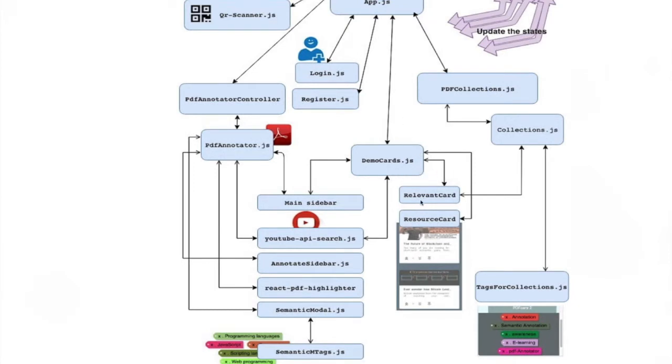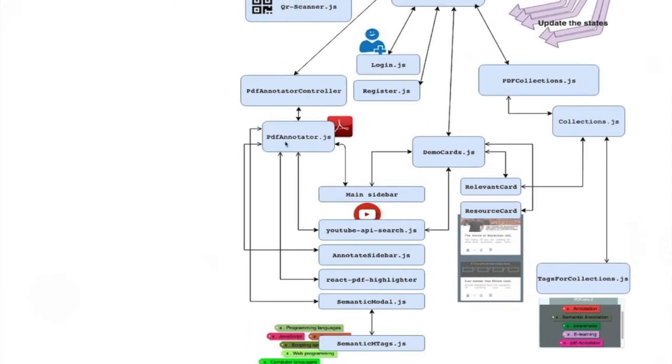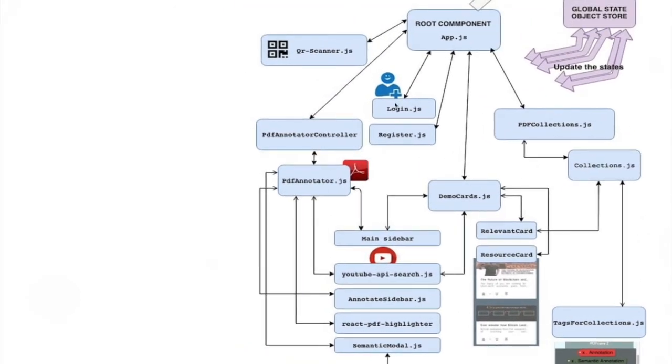Here we have demo cards that have two children: resource cards in the sidebar of Salmon, and the relevant card. And here we have different components also. This is for pdf.js.